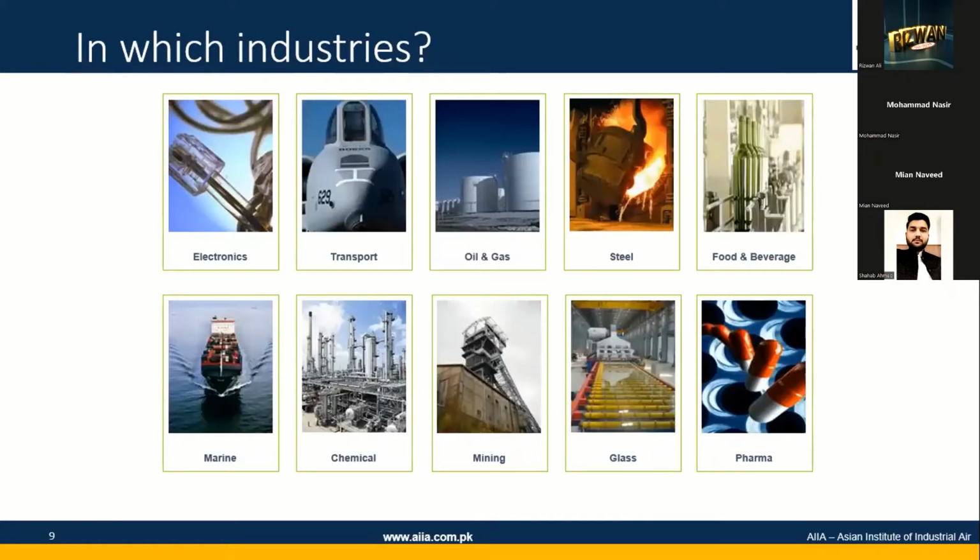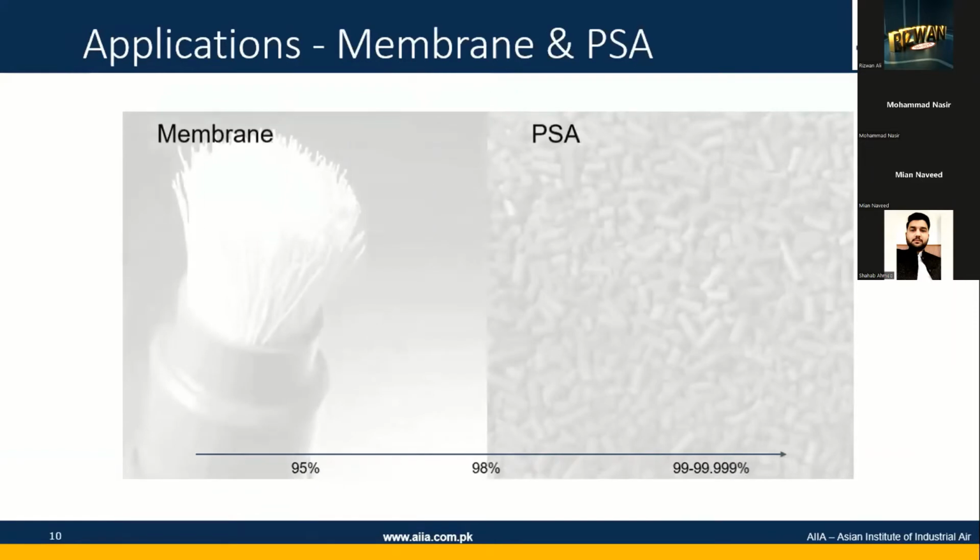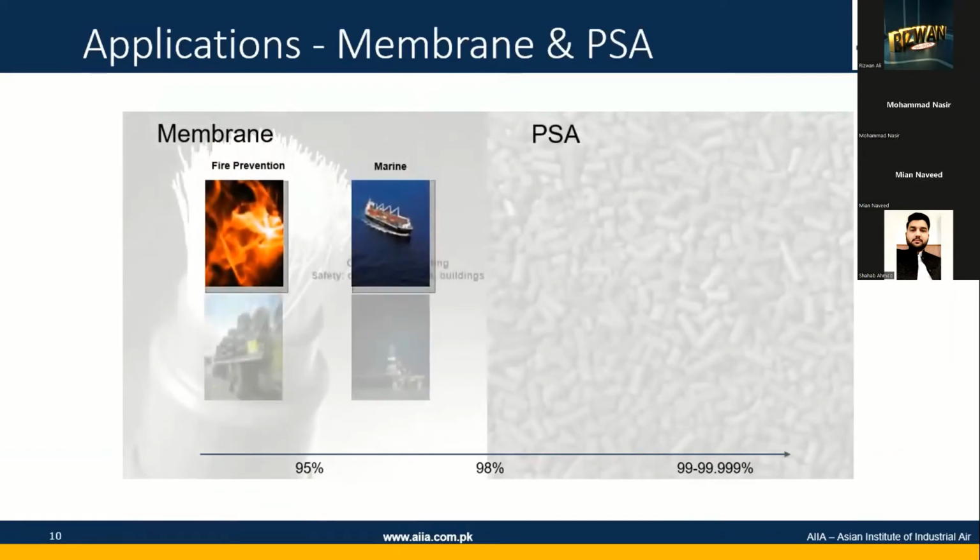So let's have a look at the industries that are using the nitrogen at the moment. Electronic industry, transportation, oil and gas, steel, food and beverages, marine, chemical industry, mining industry, glass industry, pharma industry. So you just name it, and there would be an endless list of these industries you will find who are using the nitrogen in their process. So there are so many industries using nitrogen in their processes.